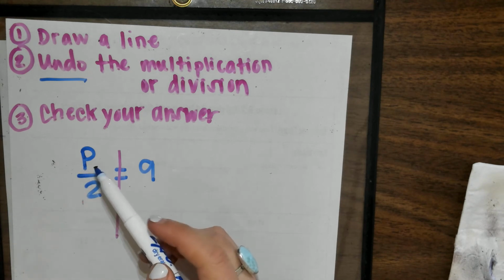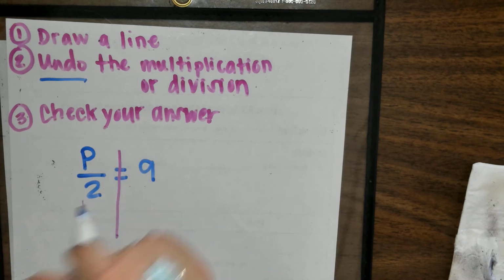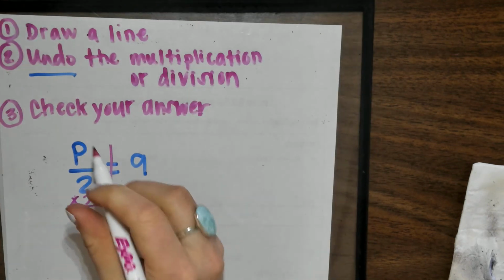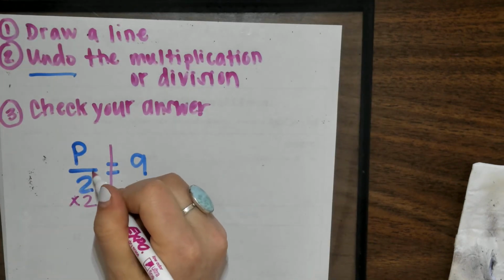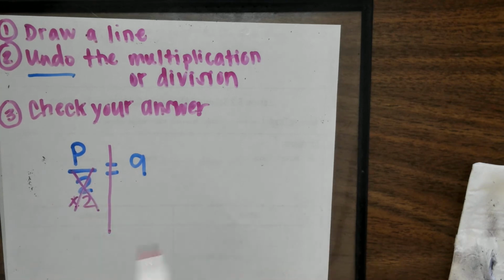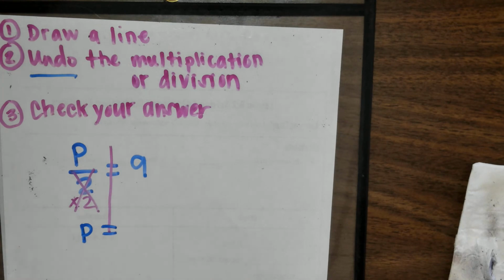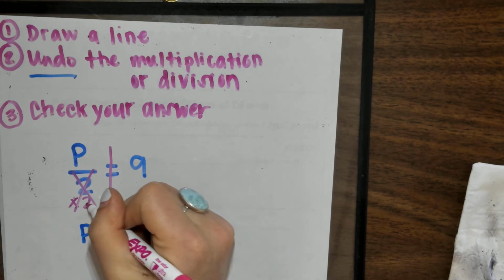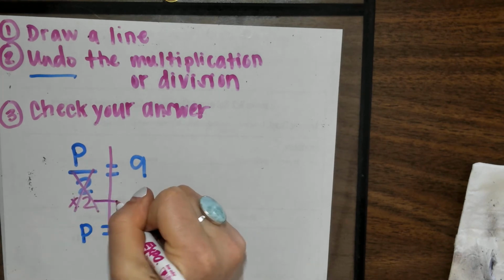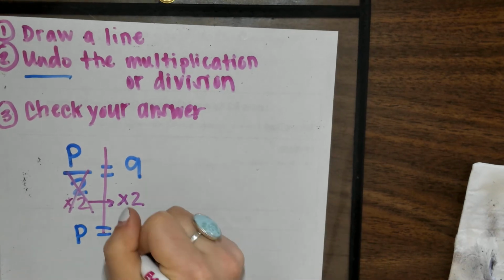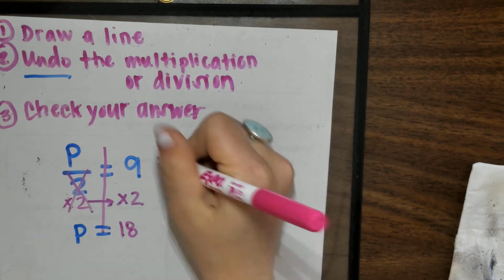What's the opposite of division? Multiplication. So I'm going to undo that division by multiplying by 2, and that cancels it out. So now I have p all alone. What does p equal? I got to figure that out by multiplying the same thing I multiplied over here, straight over here. So what is 9 times 2? It equals 18. Let's go ahead and check our work.